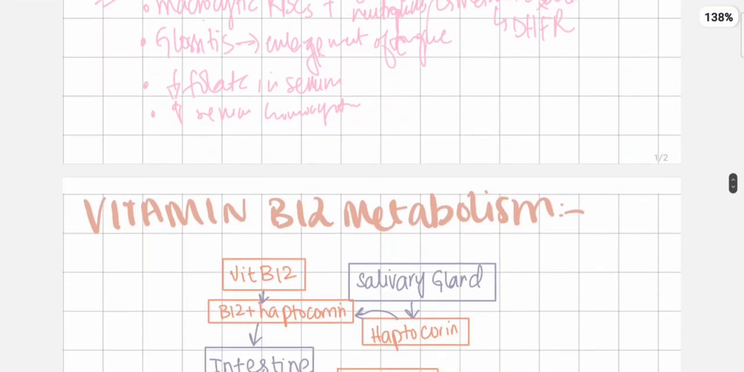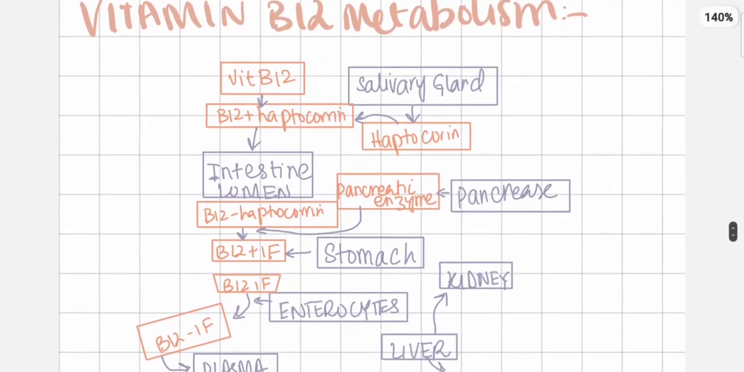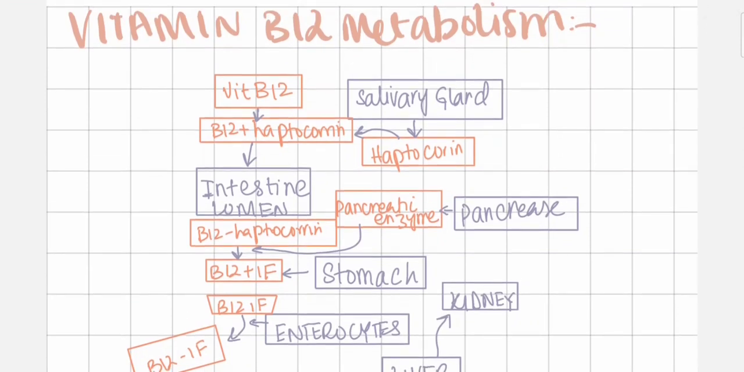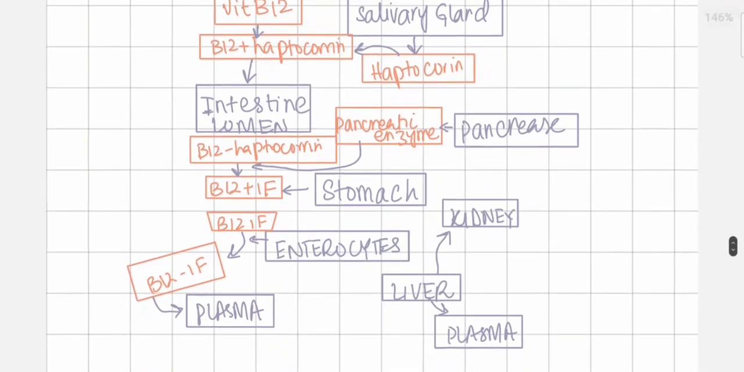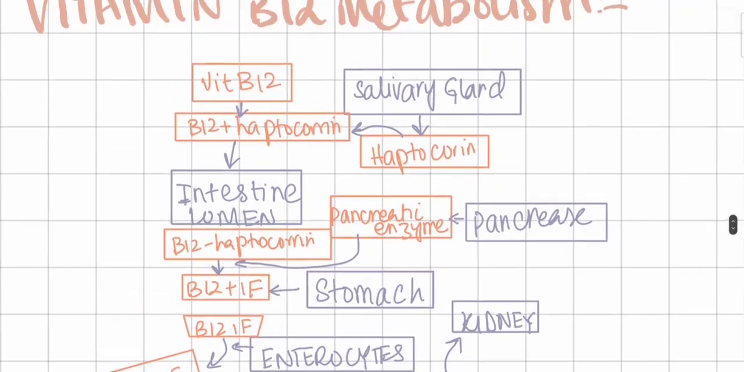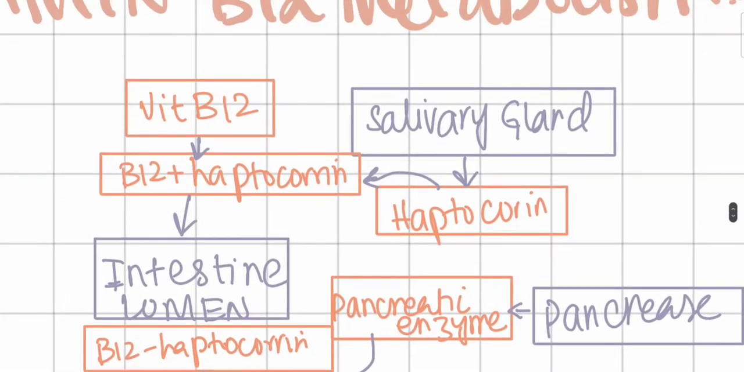Next, we're going to do vitamin B12 deficiency and how it causes megaloblastic anemia. So in vitamin B12 metabolism, first we need to know what goes on. So this is the overview, what happens, right? And I'm gonna zoom in. Vitamin B12 is coming from the sources. So any food source, we're gonna have vitamin B12.